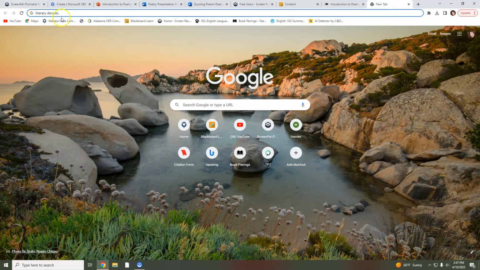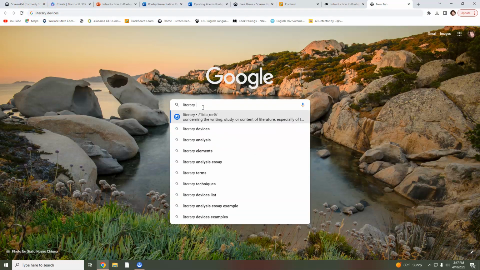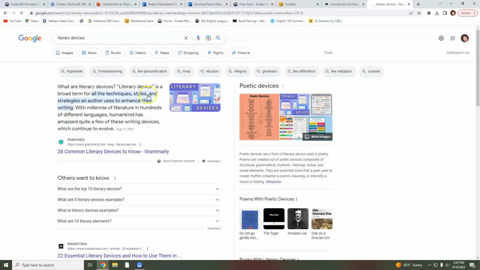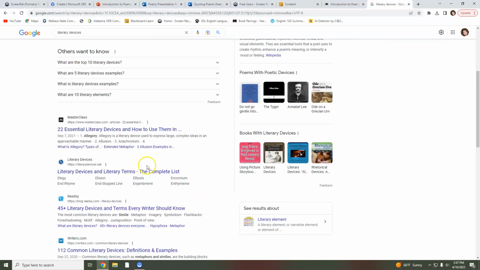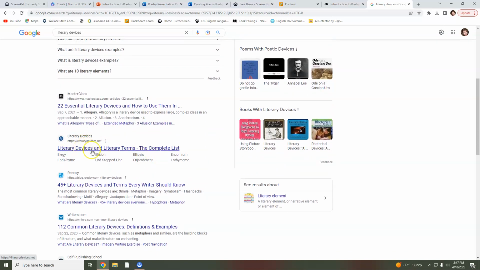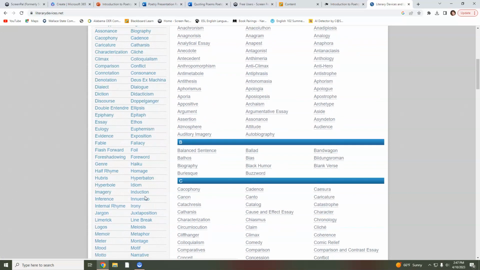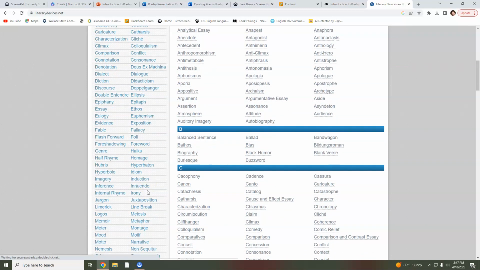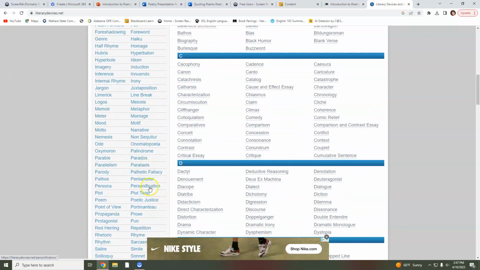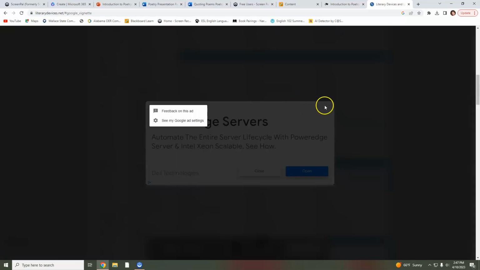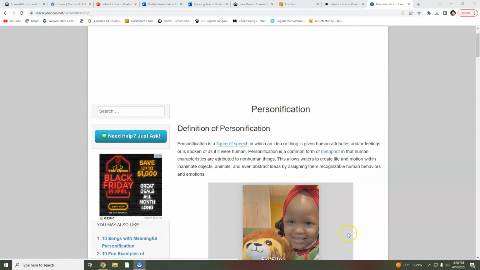So I can just do a Google search for literary devices, or I can read in my textbook about literary devices. I like this website, literarydevices.net. It has all of them. Look. So I should probably make sure that personification is what I think it is before I use it. So I'm going to click on personification. Try to escape the ad nightmare.